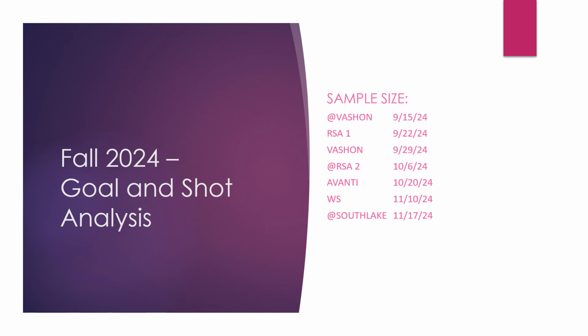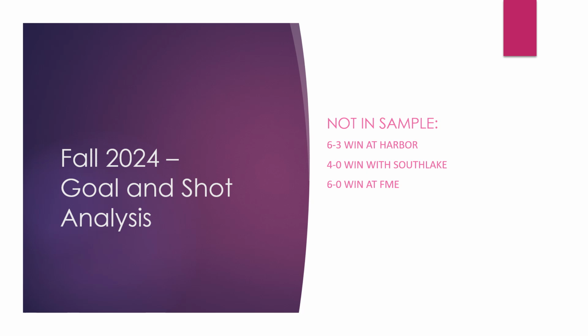Unfortunately, because of various circumstances, I wasn't able to add every single game, but there's a large enough sample size, and the sample size includes our biggest rivals in our division. That's going to be the at Vashon game, the RSA 1 game, the at home trip for Vashon, the RSA 2 game, the Avanti game, the West Seattle game, and that South Lake team at South Lake. Games not in the sample are the 6-3 win at Harbor, the 4 win at South Lake, or with South Lake at home, and the 6-0 win at FME.